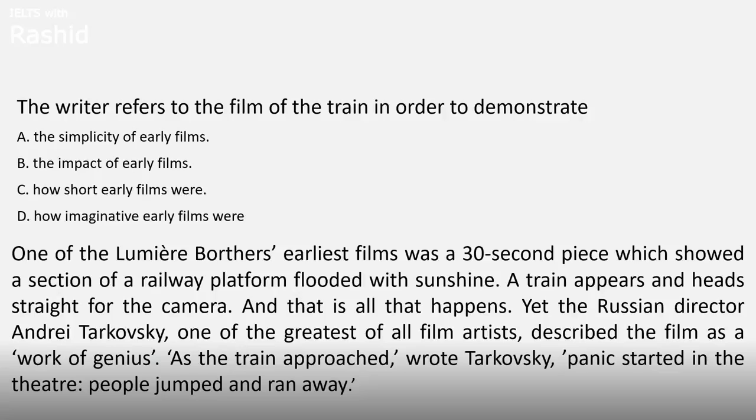Let's understand this with this example. The writer refers to the film of the train in order to demonstrate. Right. So this is the question. Let's see. The first option, the simplicity of early films. Check out here. The writer says that the film was 30 seconds long and the only action is a train appearing and heading towards the camera. And that is all that happens. This part of the text also shows that the film was simple. So the first answer seems correct, that there was simplicity of the film.